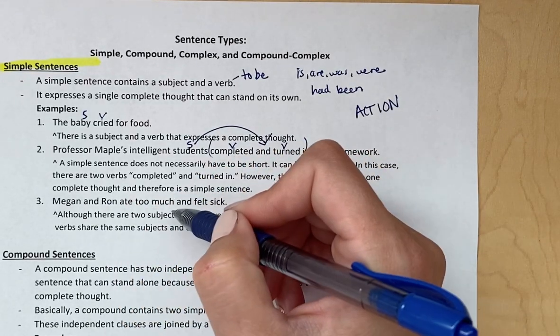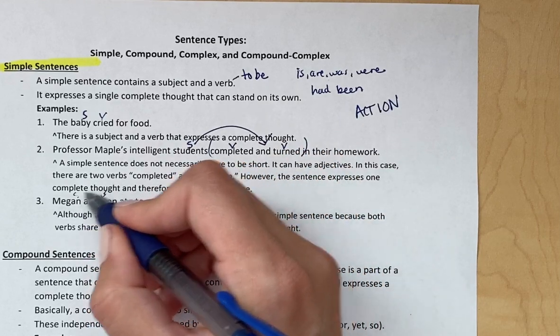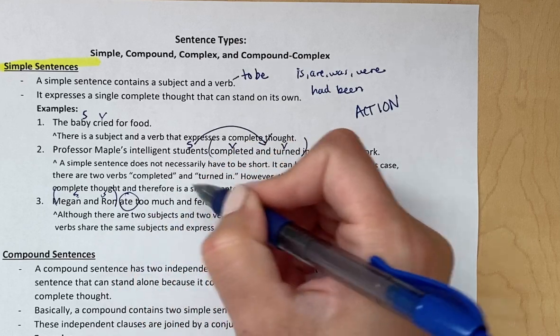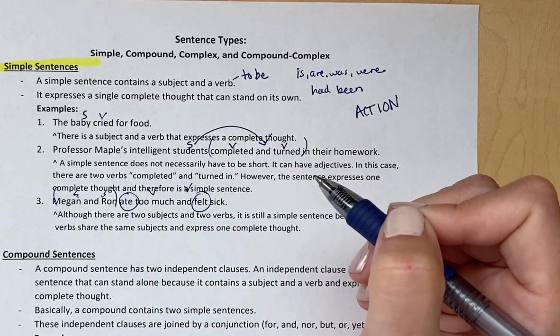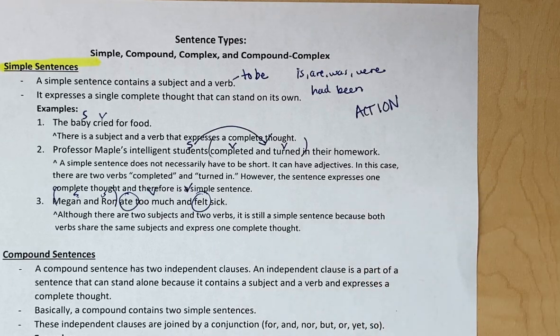Then we have Megan and Ron ate too much and felt sick. So we have our subjects, Megan and Ron, which is our compound subject. What did they do? They ate too much and felt sick, right? Our verbs here. So we want to think about our simple sentences because it's the most common sentence that we use. And it doesn't mean it's wrong. It's great. But we also want to think about other sentence types.